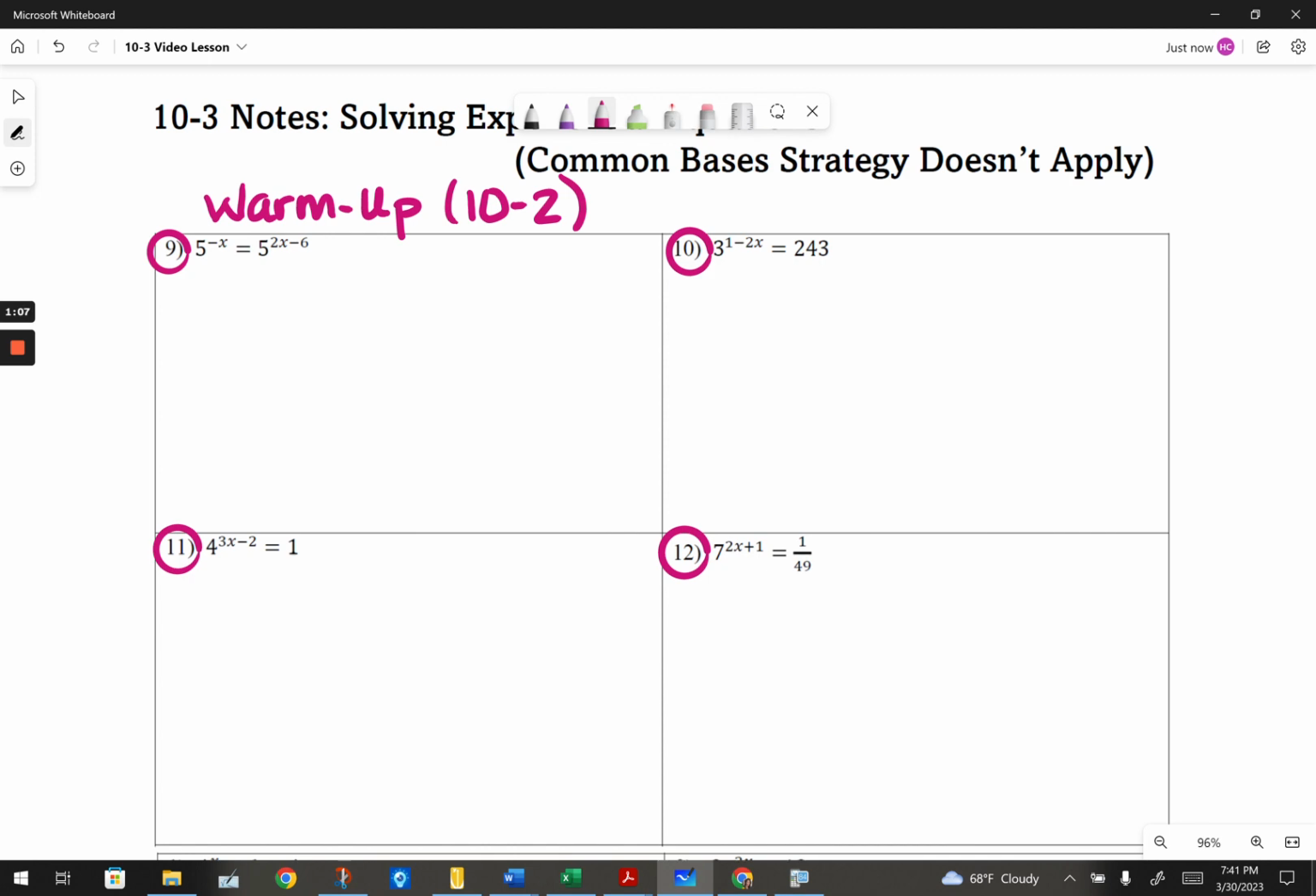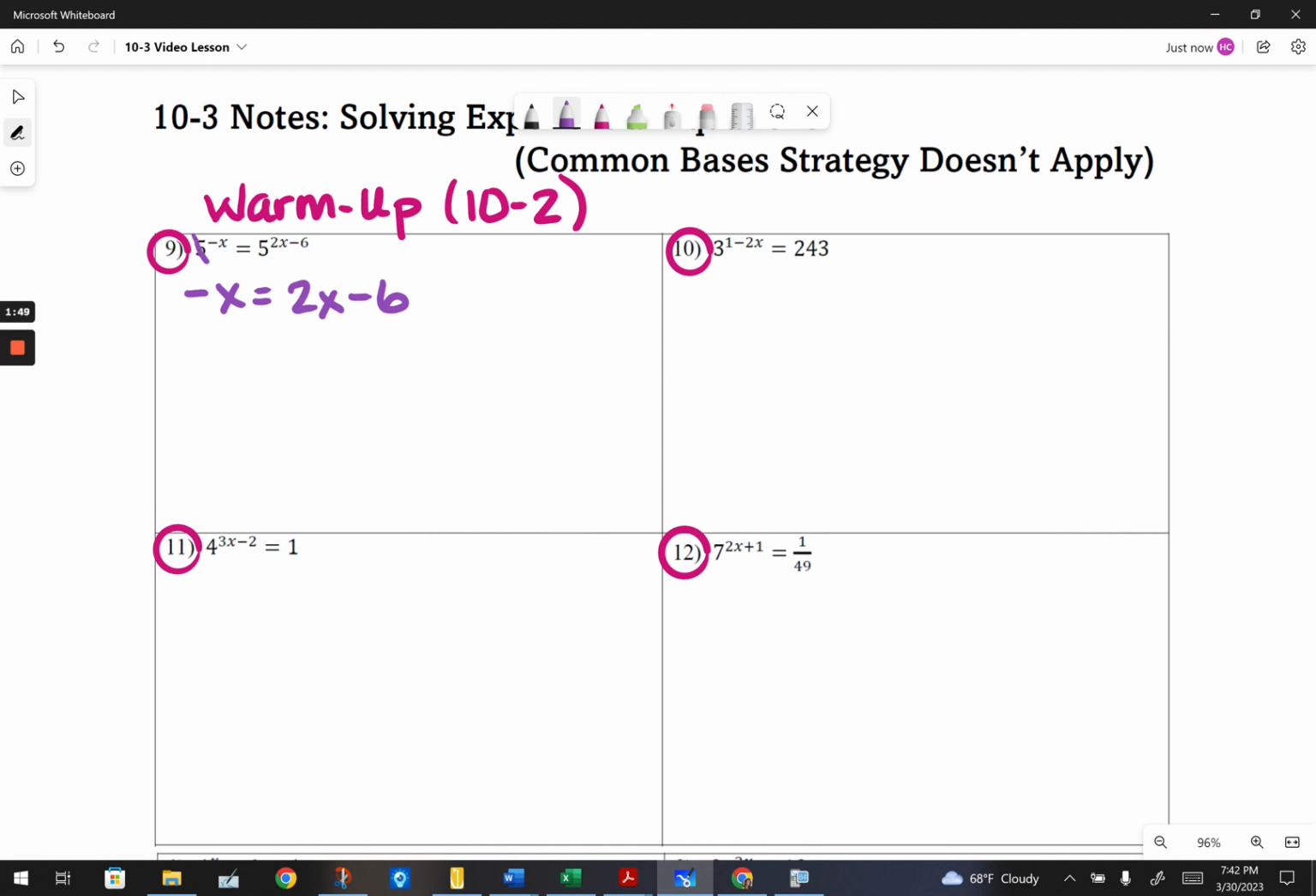Okay, so at this point, you should have completed these 4 problems, and you would have used strategies that you used in section 10.2 to solve exponential equations. So let's look at the first equation. We have 5 to the negative x equals 5 to the 2x minus 6. We recognize that the bases are identical on both sides of the equation, so we can use the one-to-one property to drop those values, and we're able to set the exponents equal to one another.